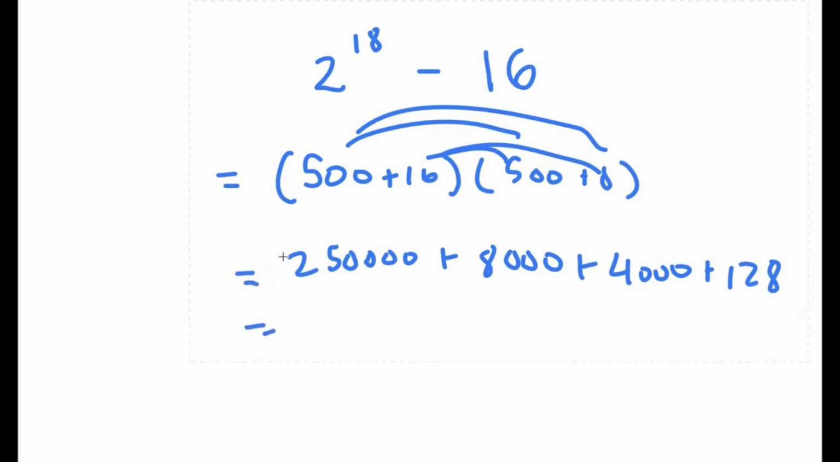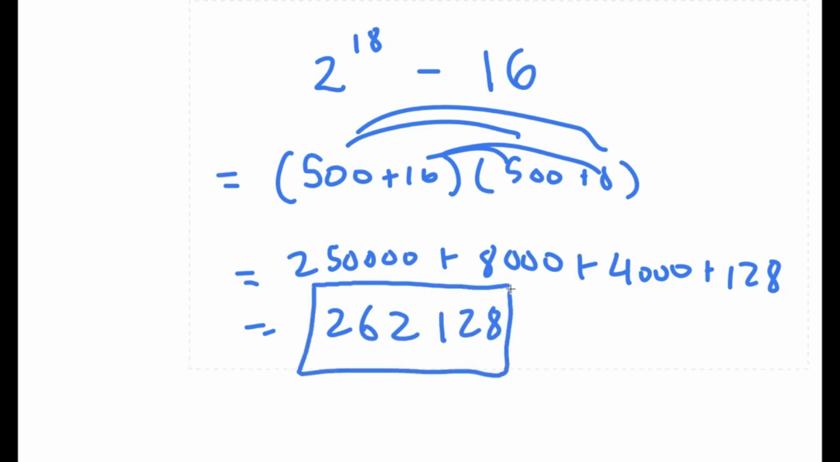So, now to simplify this, 8,000 plus 4,000 is 12,000. 12,000 plus 128 is 12,128. And 250,000 plus 12,128 is 262,128. So, this is my answer.